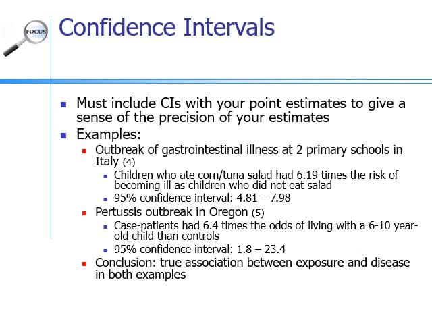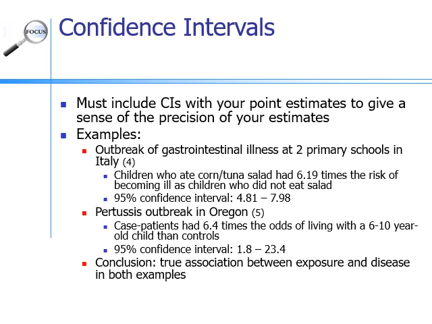Here we have an example of an outbreak of gastrointestinal illness in two primary schools in Italy, and investigators reported that children who ate corn salad or salad of corn and tuna had 6.19 times the risk of becoming ill than children who did not eat salad. And the confidence interval is 4.81 to 7.98.